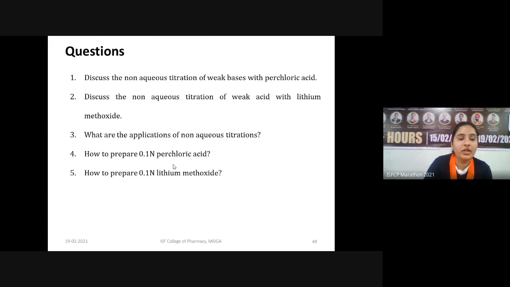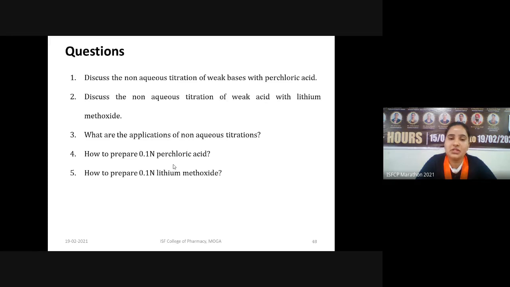Now we will be discussing a few questions based on these important topics. The first question is, discuss the non-aqueous titrations of weak bases with perchloric acid. We have discussed the non-aqueous titration of weak bases with perchloric acid by considering pyridine as one of the examples.